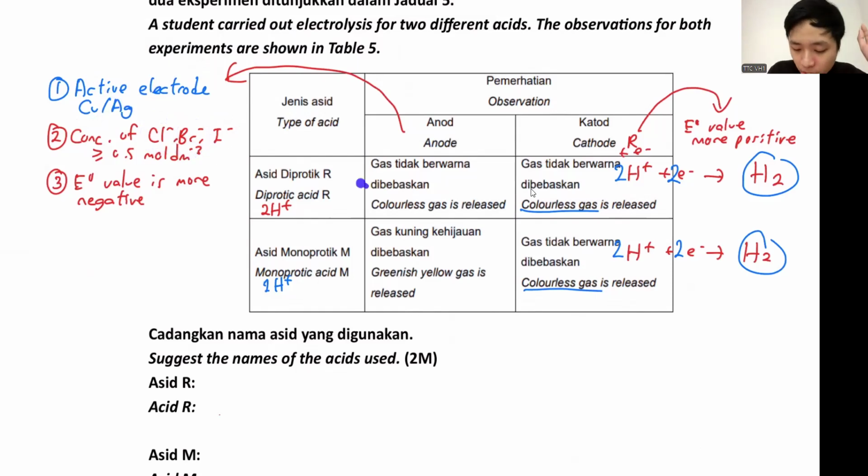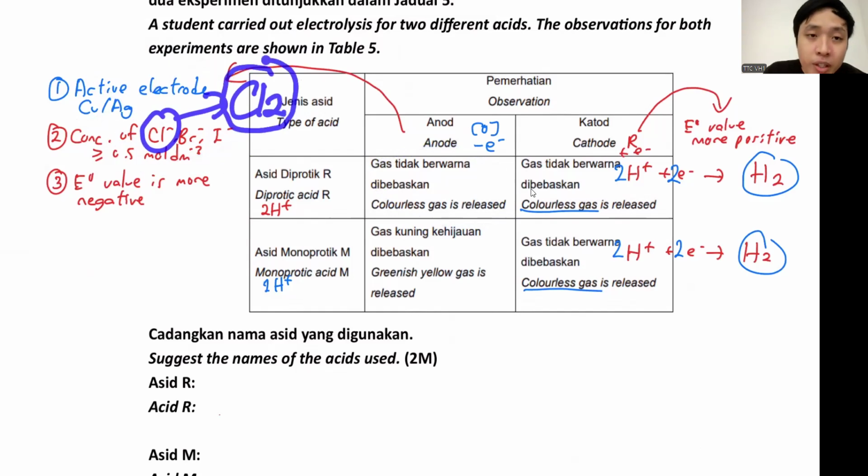Now, do you think it's possible for acid P? No, right? Not possible, right? Do you know why it's not possible? Now, let's say if you choose this ion to undergo oxidation, because the anode undergoes oxidation by releasing electrons. Think about it. Cl minus changes to Cl2. Cl2 is what gas? What color gas? Greenish yellow gas.